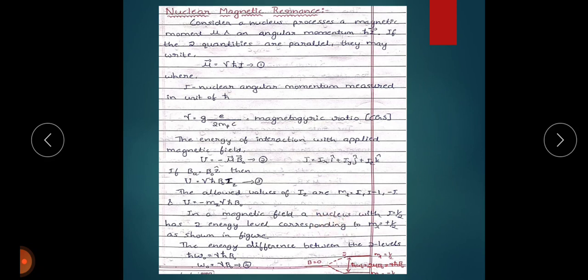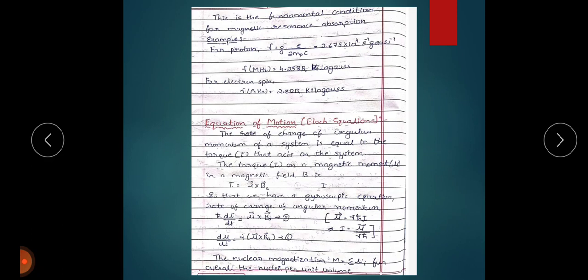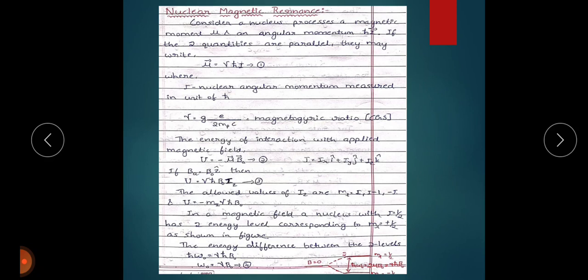Next, in a magnetic field, a nucleus with spin I equal to half has two energy levels corresponding to ml value equal to plus or minus half, as shown in the figure. The energy difference between the lower and upper level is h cross omega naught, which is equal to nu into h cross into B naught. Here h cross cancels, and the remaining is omega naught is equal to nu into B naught. That is equation number 4. This is the Bloch equation, which is a continuation of nuclear magnetic resonance.